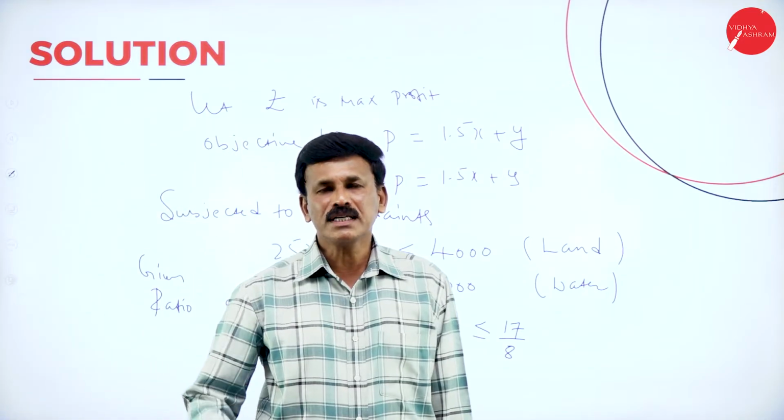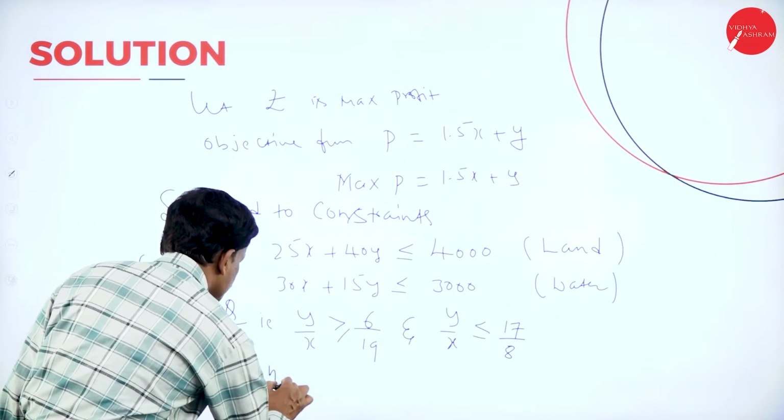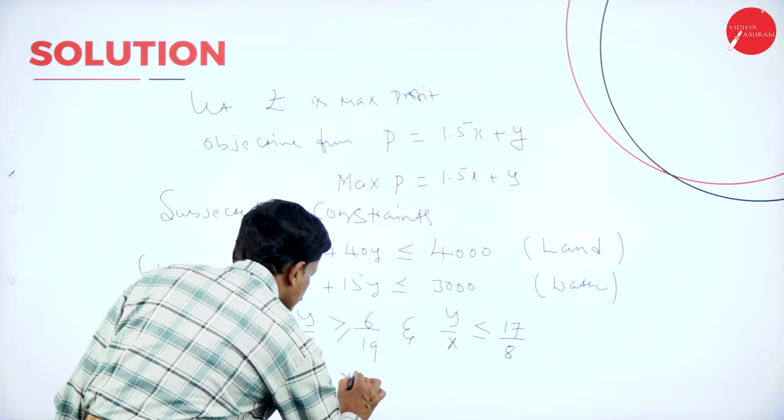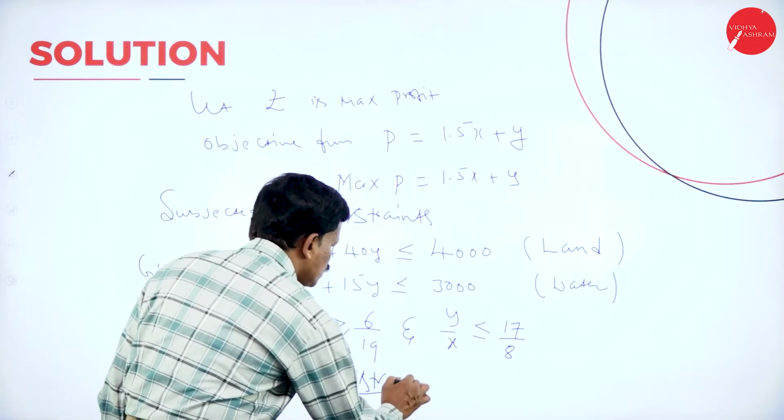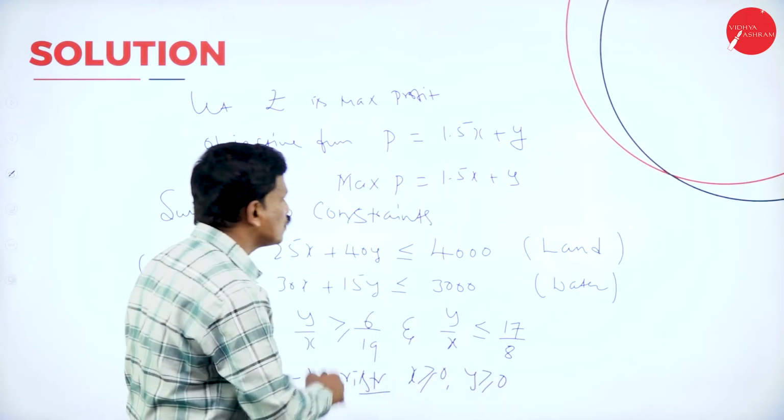Now let us define the non-negative restrictions. Since all quantities are positive, x is greater than or equal to 0 and y is greater than or equal to 0.